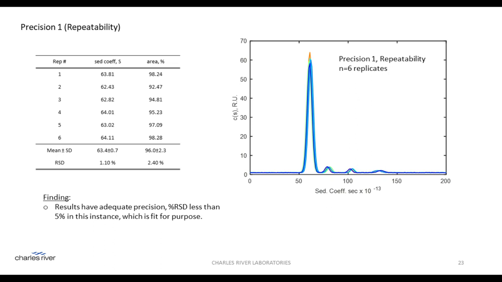I show here a set of n equals 6 runs done by the same analyst on the same day, and the statistics for the sedimentation coefficient and the peak area indicate that precision by AUC is indeed quite fit for purpose. Both values, both S and percent area, having RSDs for those values that are quite respectable.